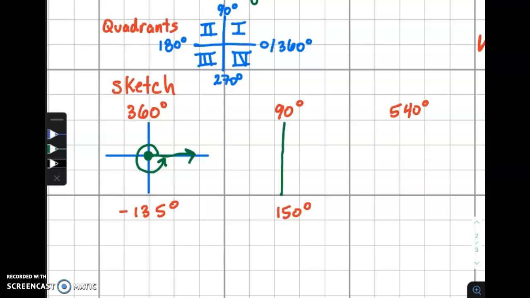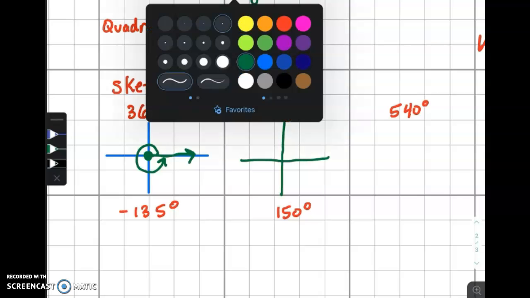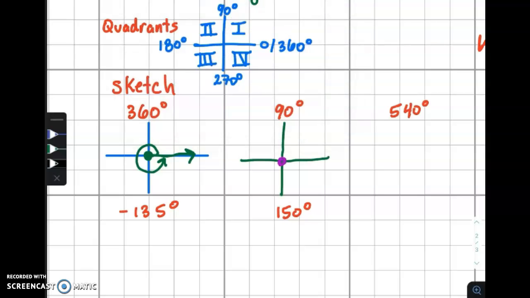90 degrees. I'm going to draw my x and my y axis. I'm going to put the vertex at the origin, the initial side on the positive x, and rotate 90 degrees in the positive direction, which means the terminal side of my angle is going to land on the positive y-axis. So that is a graph of 90 degrees.